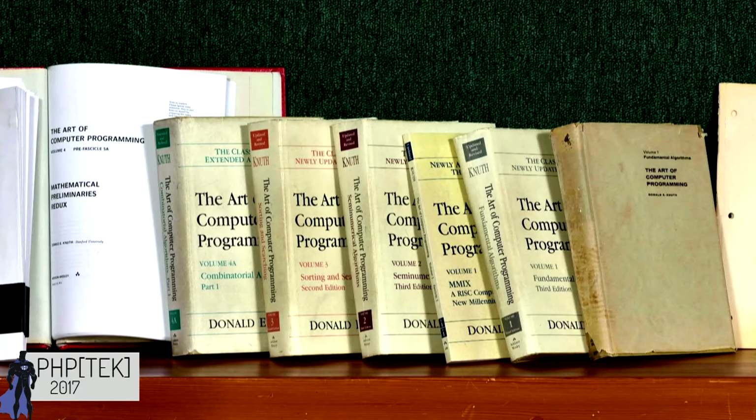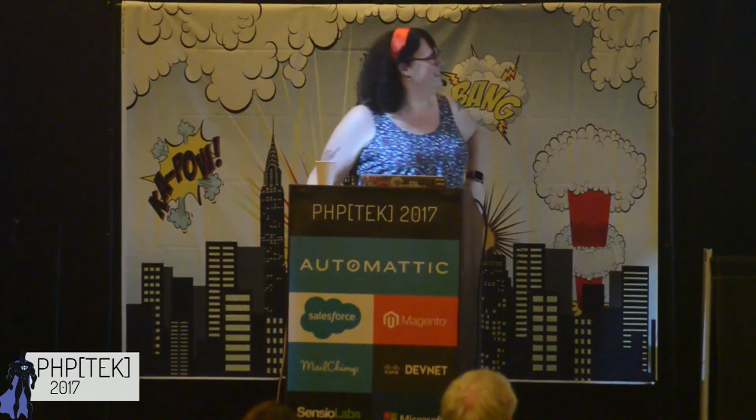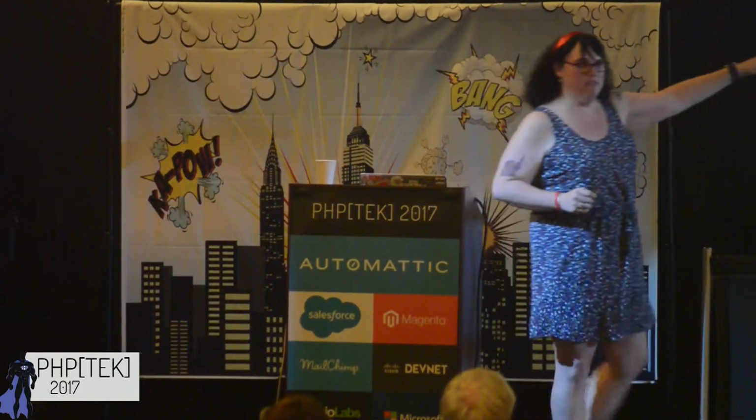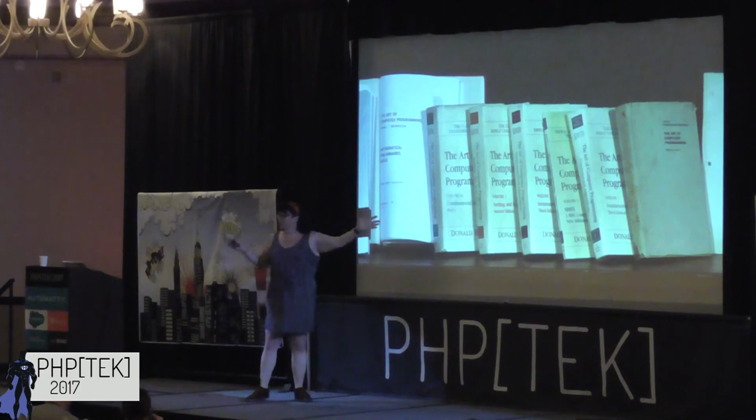It's dense. For a long time, he used to pay you $2.56 if you found an error. It's a hexadecimal dollar.